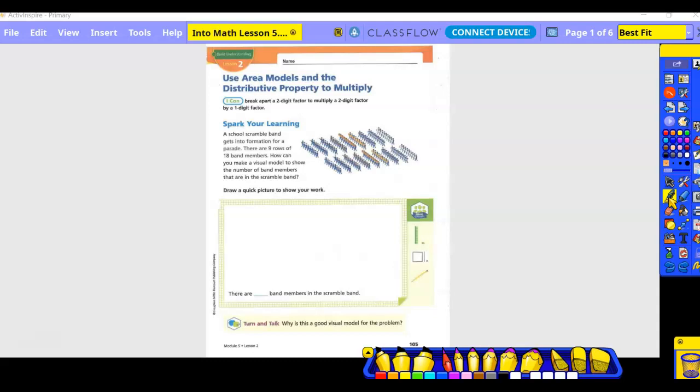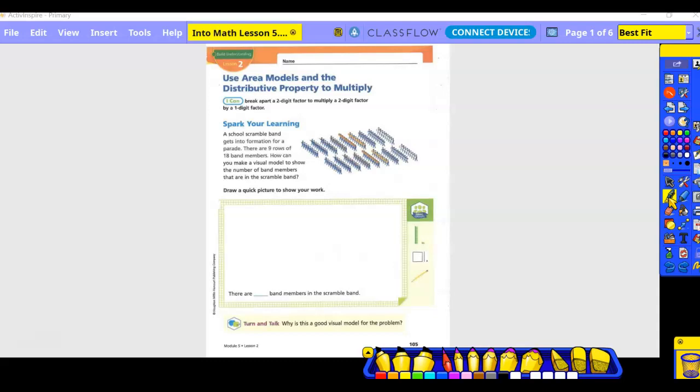Spark career learning. A school scramble band gets into formation for a parade. There are 9 rows of 18 band members. How can you make a visual model to show the number of band members that are in the scramble band?